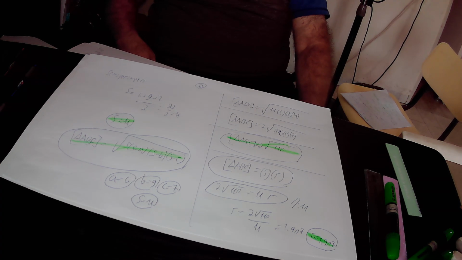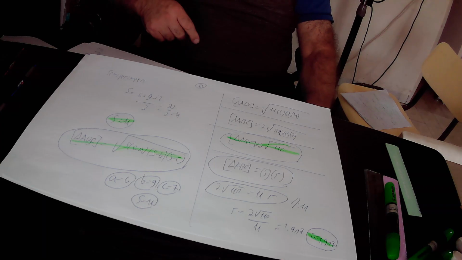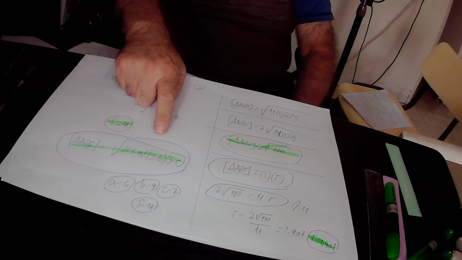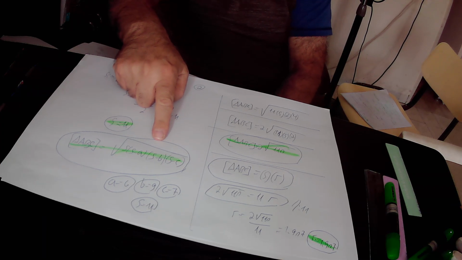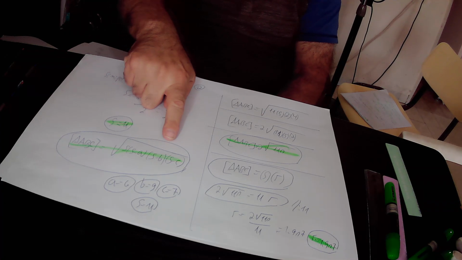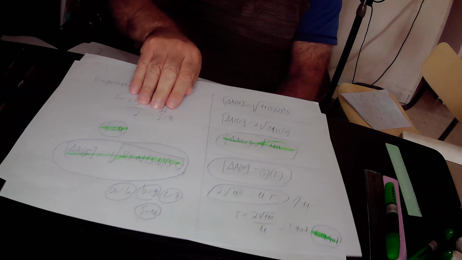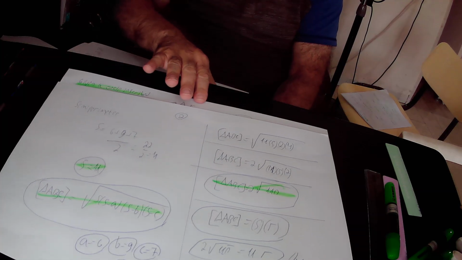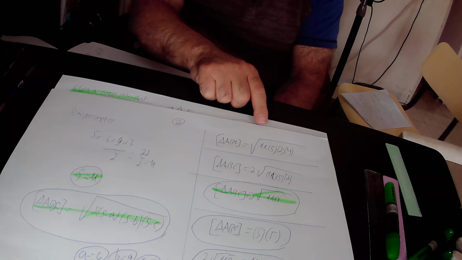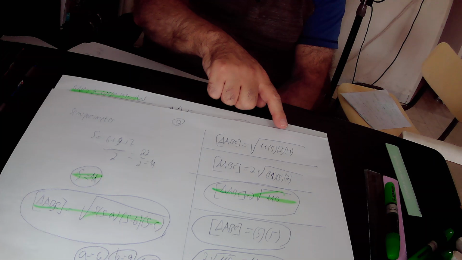S is 11, A is 6, so S minus A is 11 minus 6, that is 5, times S minus B. S is 11, B is 9, so 11 minus 9 is 2, times S minus C. S is 11, C is 7, so 11 minus 7 is 4. So in total, we found out that the area of triangle ABC is equal to the square root of 11 times 5 times 2 times 4.